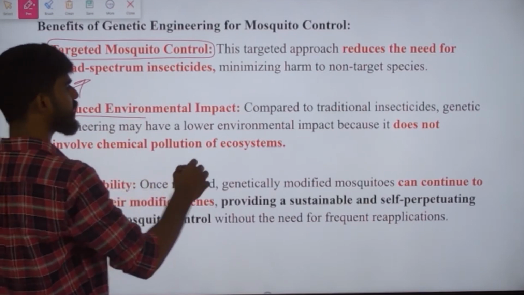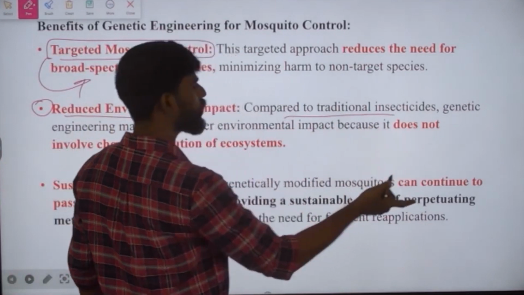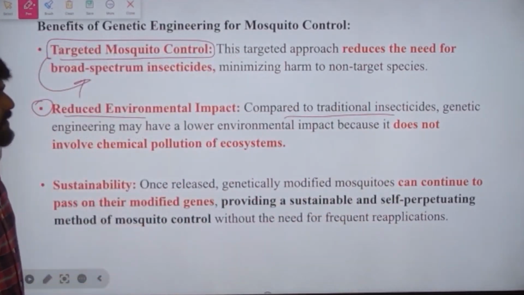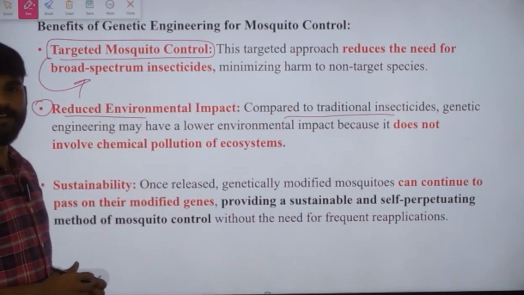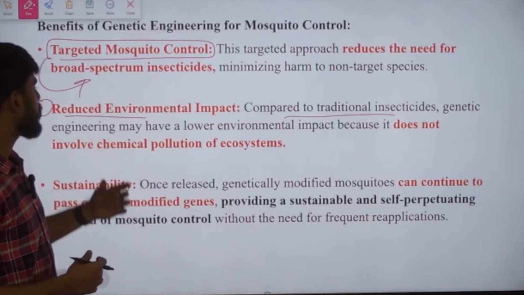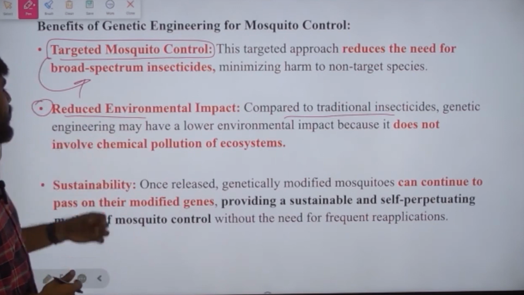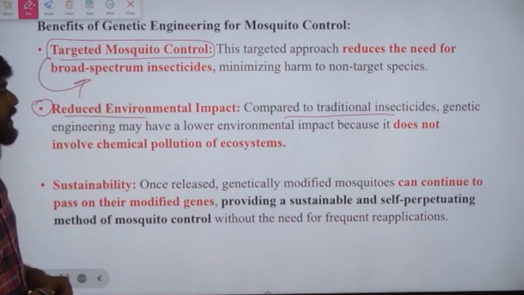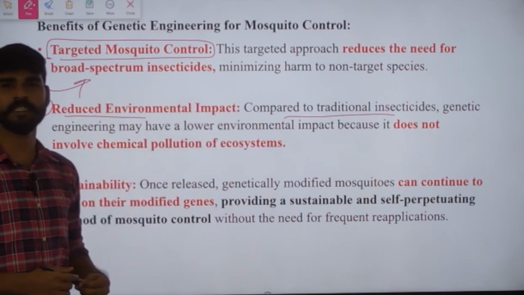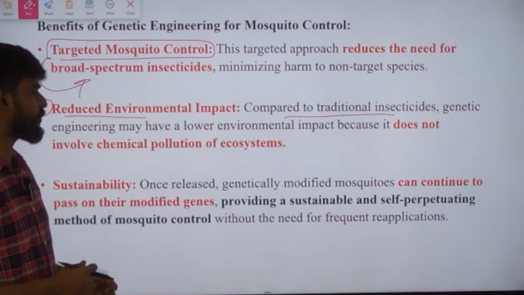Okay, because these traditional insecticides will cause more harm to other insects also, and they will also have a greater impact on the environment, but there will be reduced environmental impact when we go for the genetic engineering method, and it does not involve chemical pollution in the ecosystem, whereas traditional insecticide causes chemical pollution in the environment.